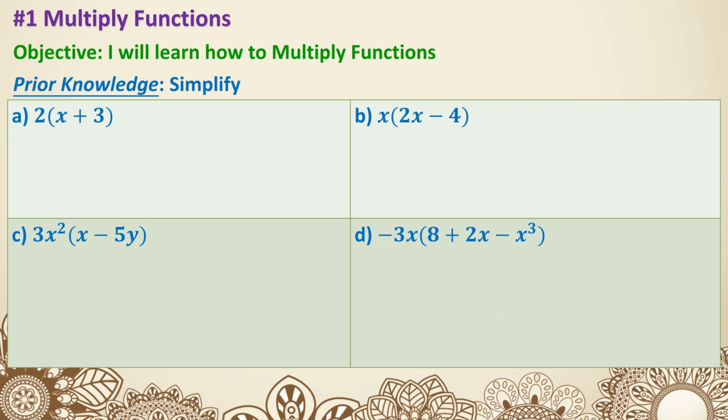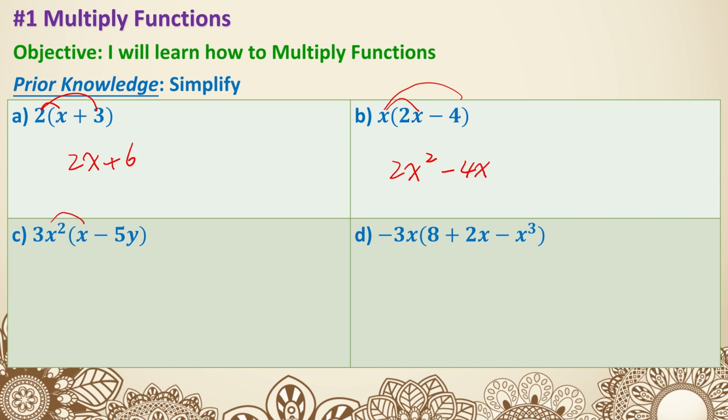When you see a number outside parentheses, we're going to need to distribute it into the parentheses. That's going to give you 2x plus 6. Same thing with the second one, x times 2x, and x times negative 4. x times 2x is 2x squared. x times negative 4 is a minus 4x.